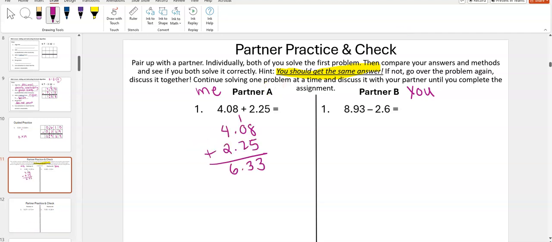Bam! Did you pause and do your problem? Hopefully you did. I got 6.33 and you should have too on this problem over here. I'm going to prove to you that I'm right. If you did your problem correctly, you would have lined up your decimal points like this and subtracted. 3 take away 0, 9 take away 6, and 8 take away 2. And you both would have got 6.33. Good job.